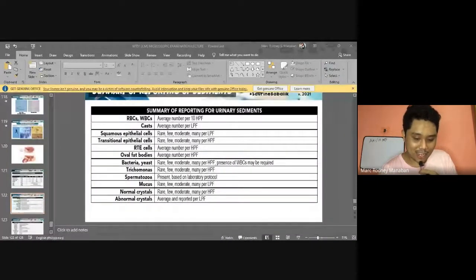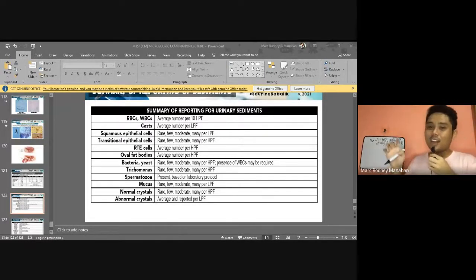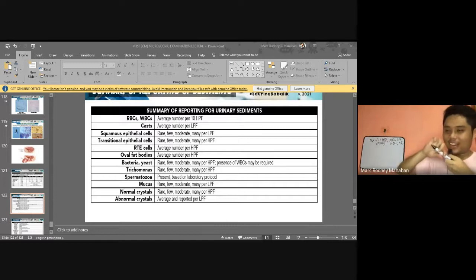The mnemonic is ROWR, R-O-W-R. What does ROWR mean? RBCs, oval fat bodies, WBCs, and lastly, RTEs. Take note, ROWR. That's the average number per 10 HPF.